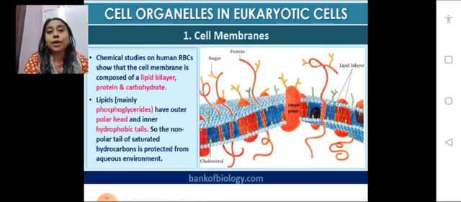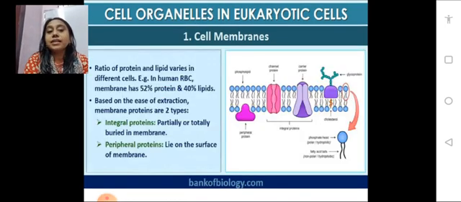Okay. Now, this protein and the lipid ratio in different cells are not the same. If we take the example of human RBC, the amount of protein is very high. In the RBC, the percentage of the protein is 52%, whereas for lipid it is 40%, and the remaining 8% is the carbohydrate.